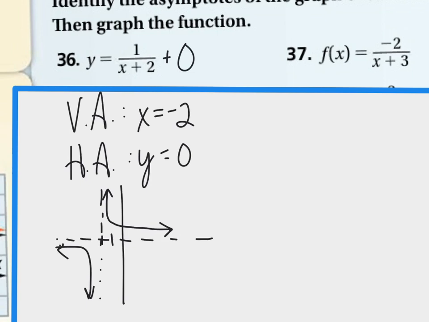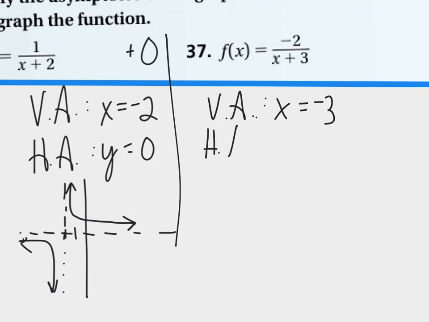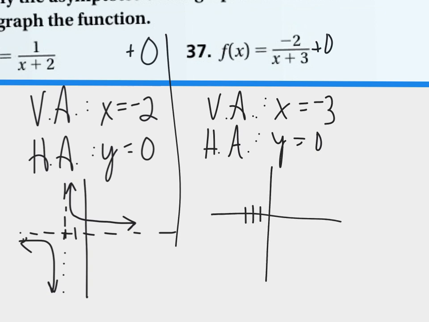37, vertical asymptote would make the denominator equal to 0, so x equals negative 3 would be the vertical asymptote. Horizontal asymptote again would be y equals 0. And so this graph, if you pick some points and graph it out, should look something like this.